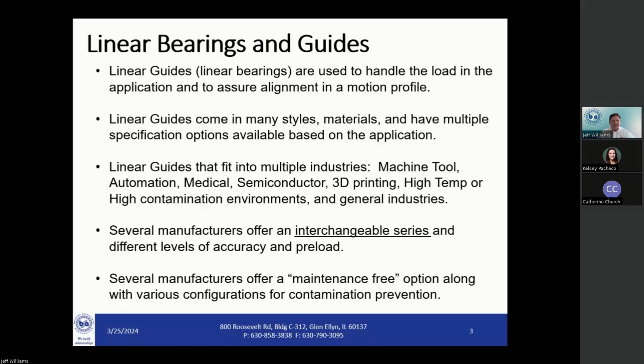And then regarding contamination prevention, there are a few ways that you can address that as well, because that significantly impacts the life of the unit. You can use scrapers, double end seals, bellows, wipers, rail covers and caps. And lastly, you always have the option to specify stainless steel components. That would help in a corrosive environment, as well as possibly some special coatings to prolong the life of the unit.